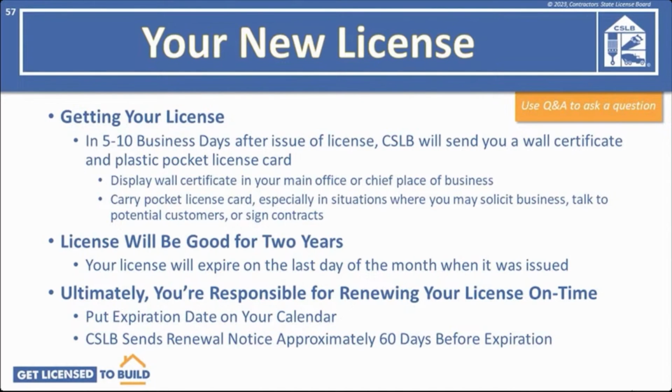If you're going to have salespeople working for you, be sure to get them registered as a home improvement salesperson with CSLB. Check our website for more information on how to do that. Your license will be good for 2 years. It'll expire on the last day of the month when it was issued. Be sure to put that expiration date in your calendar, in your phone, anywhere you need so you won't forget it. CSLB will send you a renewal notice in the mail approximately 60 days before it expires, but ultimately it is your responsibility to renew your license on time.